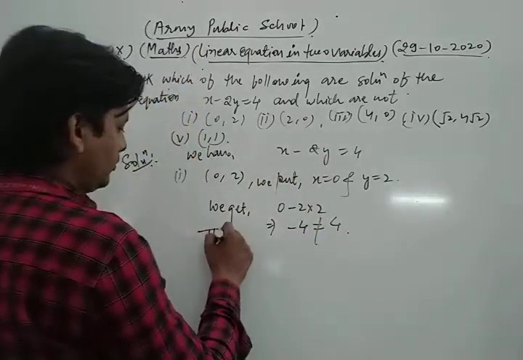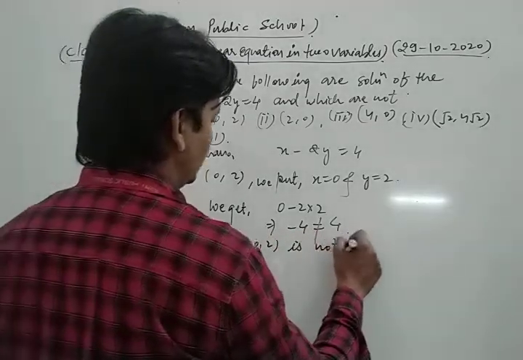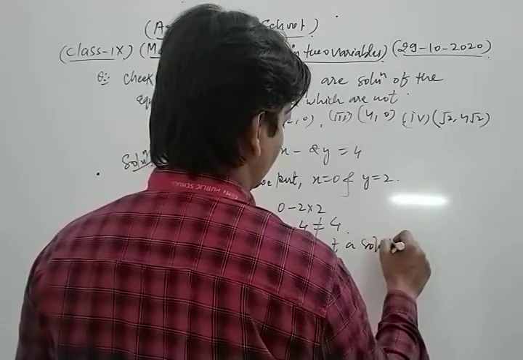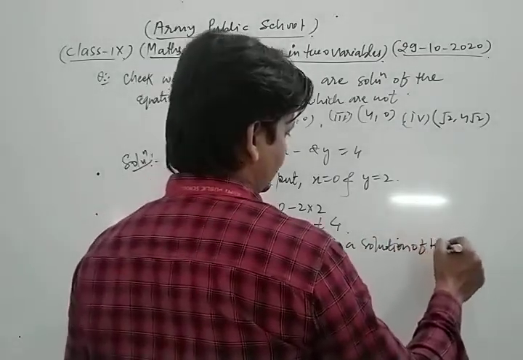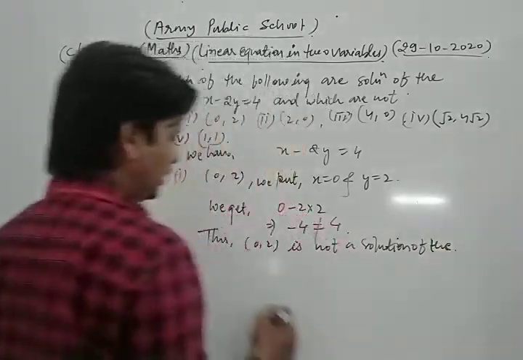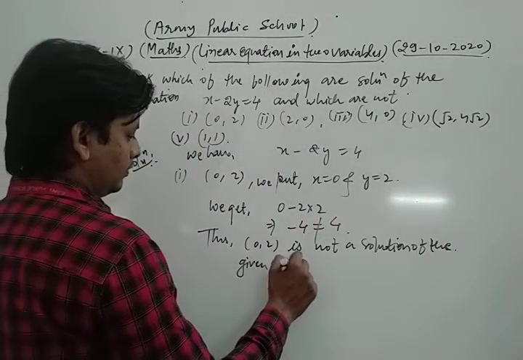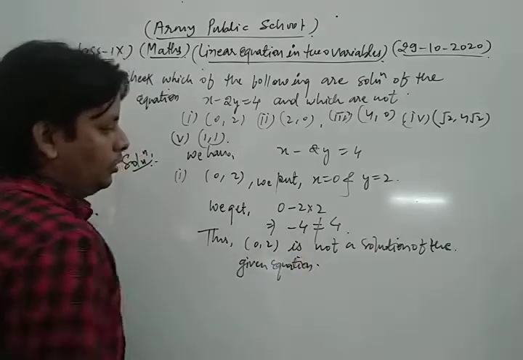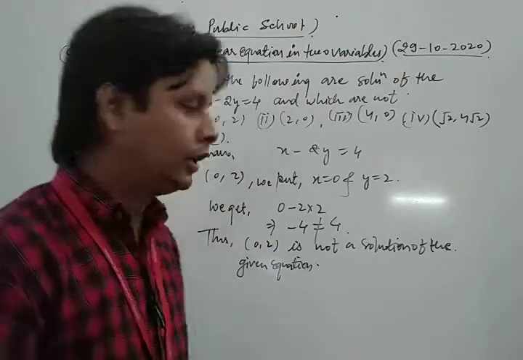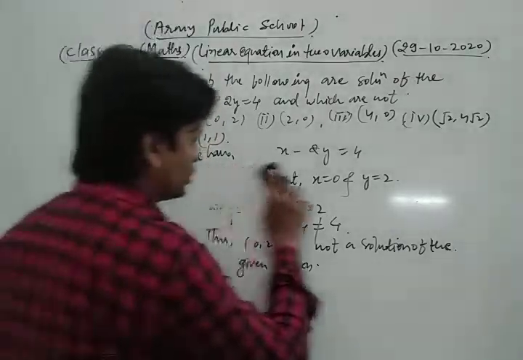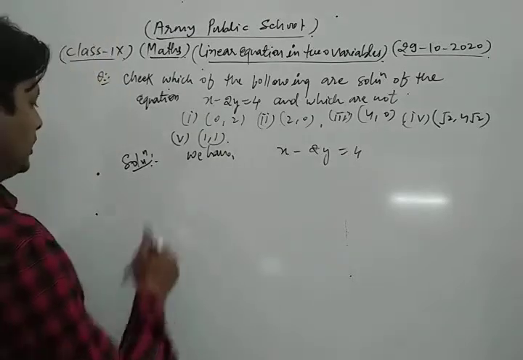Thus 0 comma 2 is not a solution of the given equation. So this is the concept of that. Similarly, we check out the second part of this question.